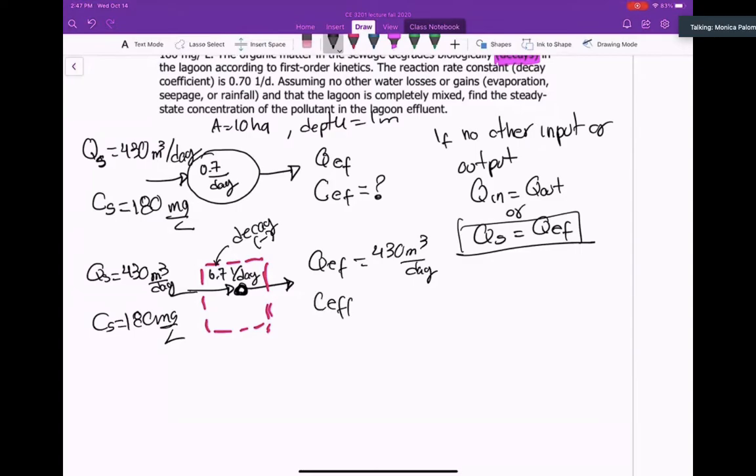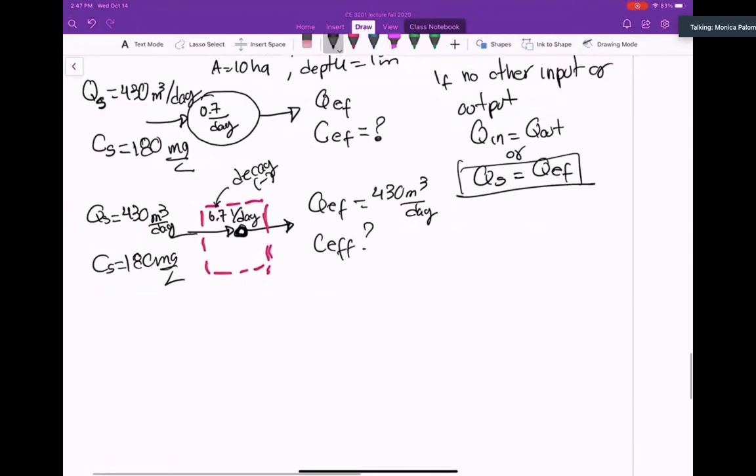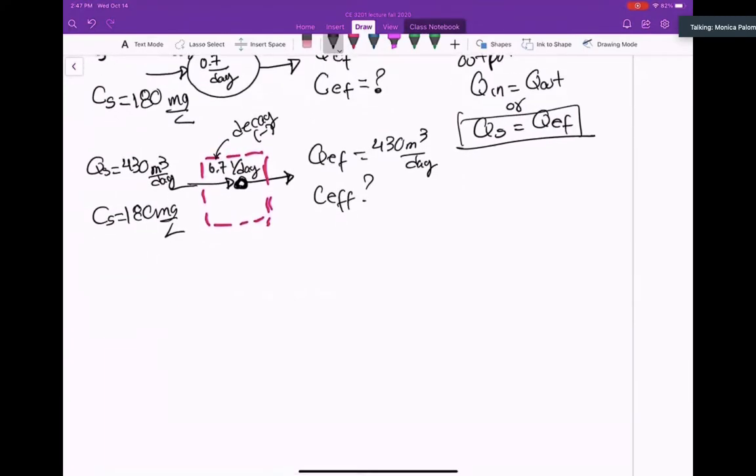And I'm looking for the effluent concentration. I know some of you are going to try to jump into the solution. This is a very simple problem. If we just jump into the solution, it might be easier. Let's set up all the equations and make sure that you follow this process when you're doing your practice problems. So let's look at the words.